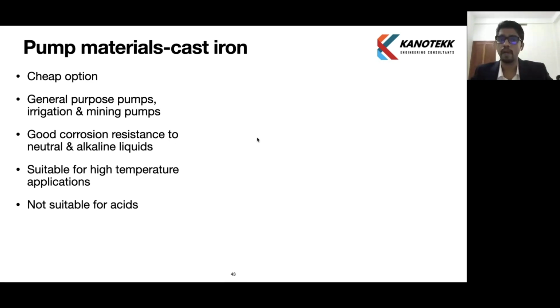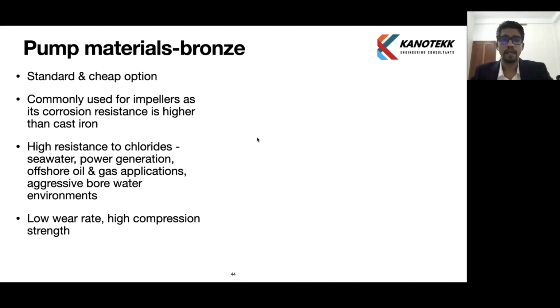But for long-lasting application, we go for different material. We will see. Next is the bronze material. Like here, this is a standard and cheap option. It is not much inexpensive compared to cast iron. It's a slightly expensive one, but comparatively it's cheaper. It's commonly used for impellers as its corrosion resistance is higher than cast iron. Similarly, high resistance to chloride.